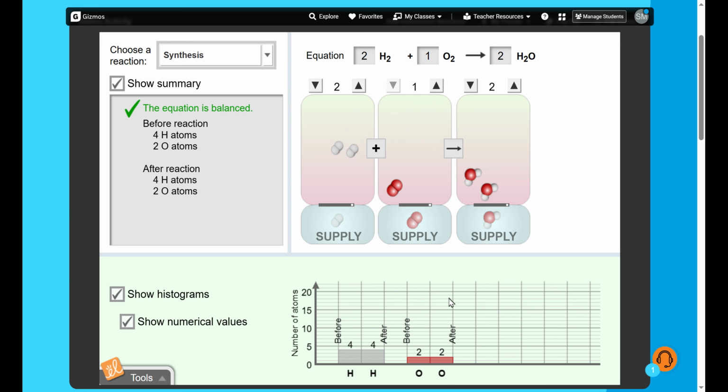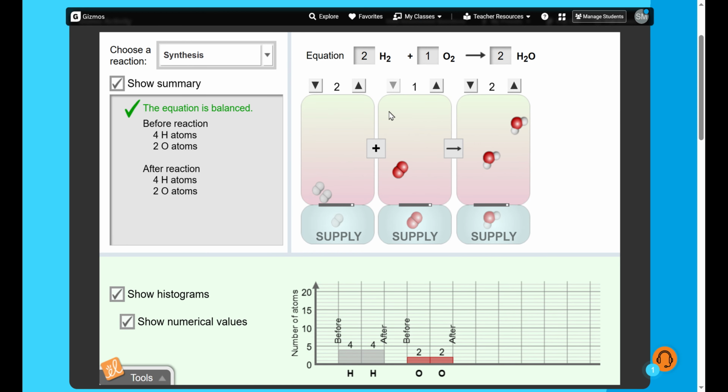4 atoms of hydrogen. And now it tells us it's balanced because there are 4 atoms on the reactant side and 4 atoms of hydrogen on the product side. As well, there are 2 atoms of oxygen on the reactant side and 2 atoms of oxygen on the product side. As we can see, this equation is balanced, and the histogram, the bar chart, is level across the board. So the balanced equation for the synthesis of water is 2 hydrogen plus 1 oxygen yields 2 water. So this is a synthesis reaction.